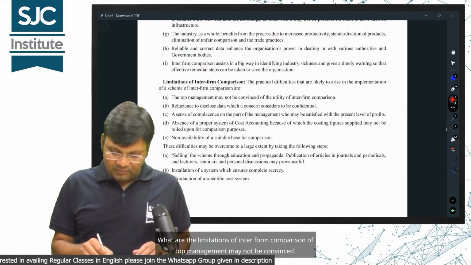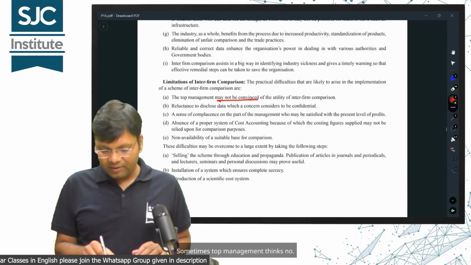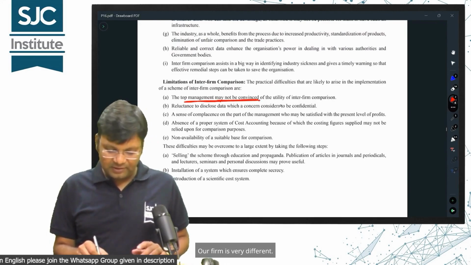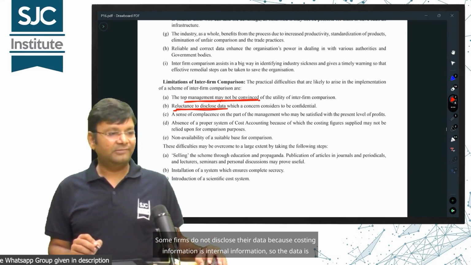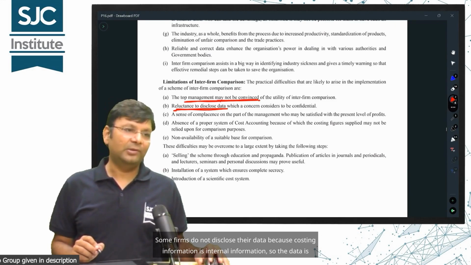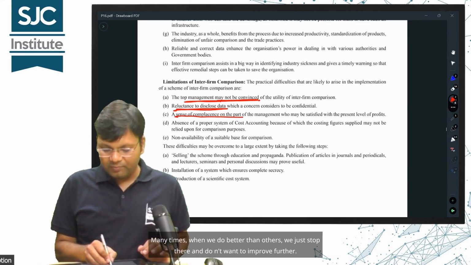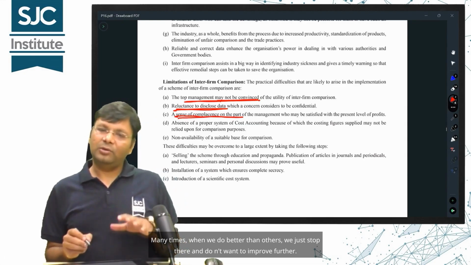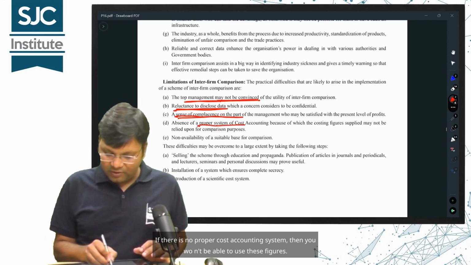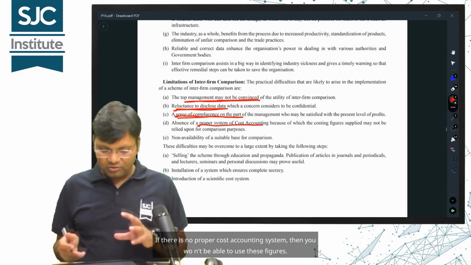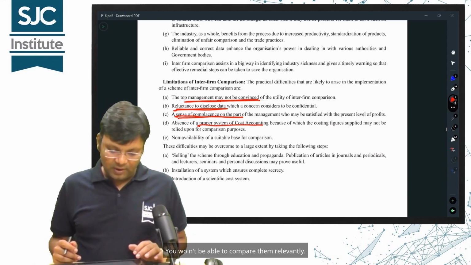What are the limitations of interfirm comparison? Top management may not be convinced. Sometimes top management thinks, no, our firm is very different. Some firms do not disclose their data because costing information is internal information, so the data is simply not available. Many times, when we do better than others, we just stop there and don't want to improve further. If there is no proper cost accounting system, then you won't be able to use these figures. You won't be able to compare them relevantly. Alright.